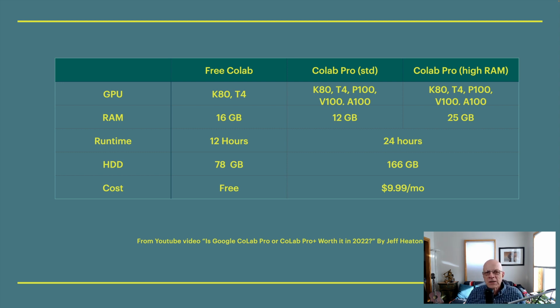The hard drive space is 78 gigs in the free version and 166 in the Pro. Again, I doubt if we'll use even 78 gigs of space. It's rare that I would run out of hard disk space. And I should point out that the hard drive space disappears once we stop using the Colab for that day. So the next day, it's just kind of temporary storage. So it's not something where we can store our files and it'll be there for the rest of the semester. And the cost, of course, is the difference between free and $9.99 a month. So let's take a look at these and how they work.